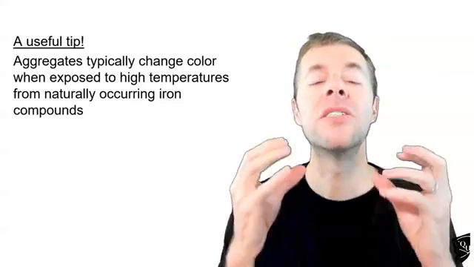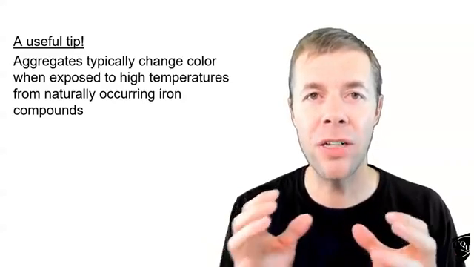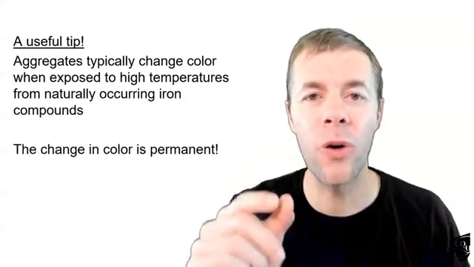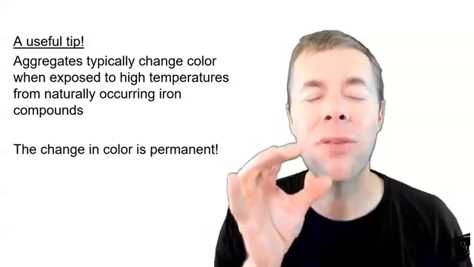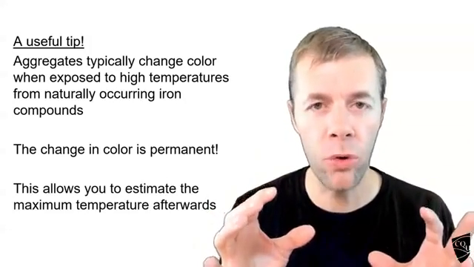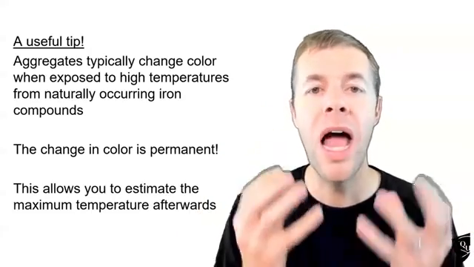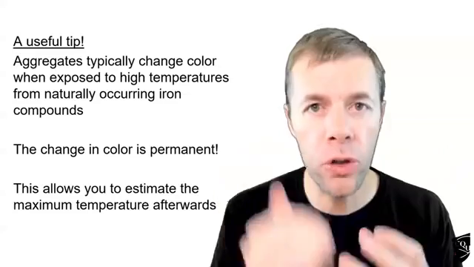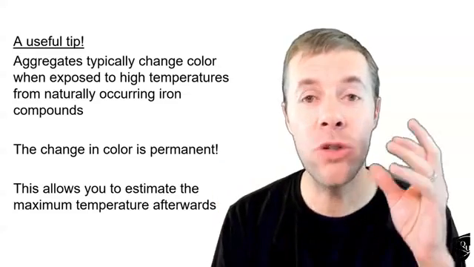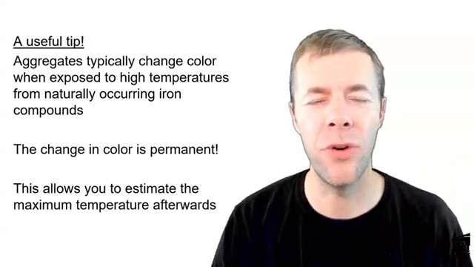Here's a crazy useful tip. The aggregates typically change color during the fire because of the iron inside of them, but the change in color is permanent. It's locked in. So you can come back after the concrete's cooled down, you can hit it, you can knock it open, you can take a core, and you can look inside at the color changes in the aggregates, and that gives you a great idea of what temperature the concrete got to.